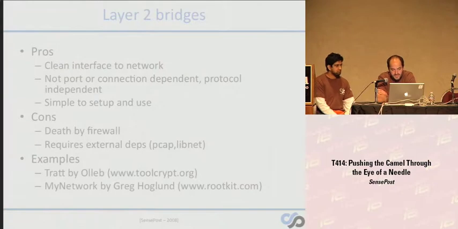There's a couple of pros here. As I said, it's protocol independent. It's carrying layer 2 traffic, not layer 3, which is pretty cool. It's simple to use and set up, but any decent firewall rule set will cancel this out. There's a couple of examples of layer 2 bridges. Tratt and MyNetwork are two of the more common ones.